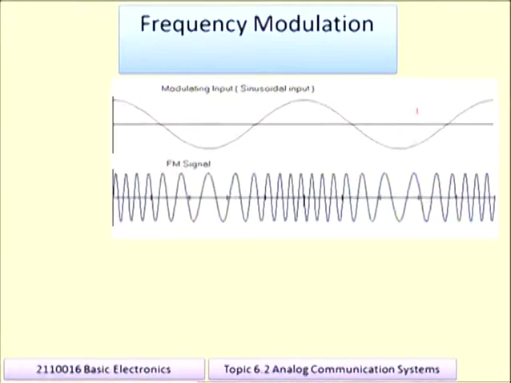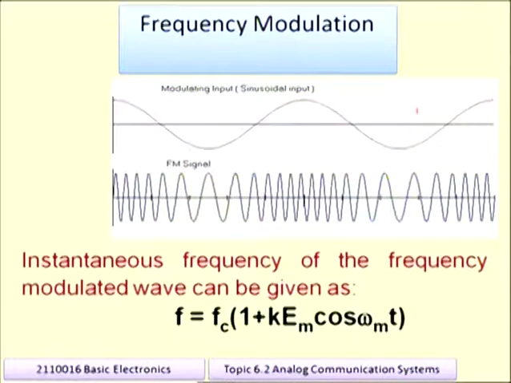Then let us talk about frequency modulation. In frequency modulation, the instantaneous frequency of the carrier signal changes with the instantaneous amplitude of the audio signal. So here you can see that during the negative peak the frequency is less, and during the positive peak the frequency is maximum. This can be mathematically described as f = fc(1 + k·Em·cos(ωmt)). We can consider sine or cosine here, there is no issue, both are the same. So basically it will change your carrier frequency according to the amplitude of the information signal.